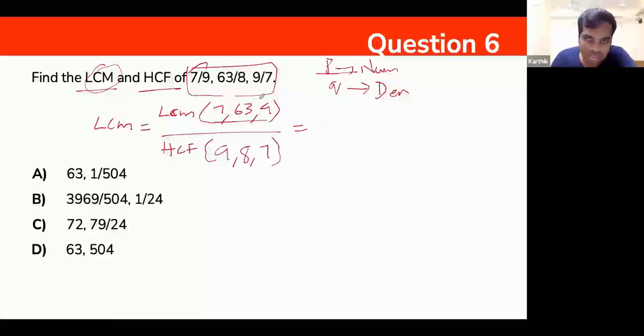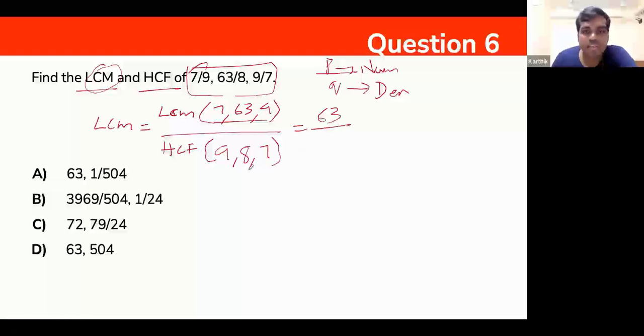I told you, take the biggest number and find its multiples. 63 is the biggest number. 63 into 1 is 63. Is 63 divisible by 7? Yes. Is 63 divisible by 9? Yes. 9 into 7 is 63, 7 into 9 is 63. So the LCM will be 63.